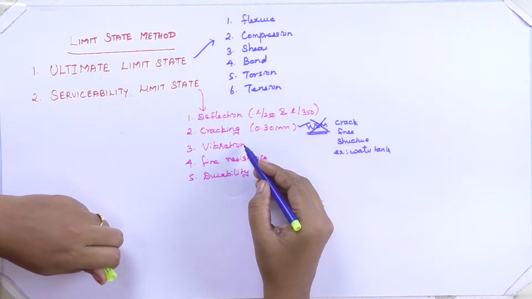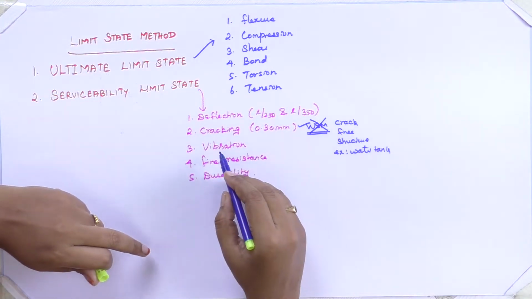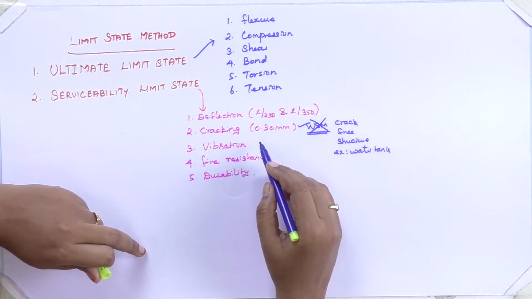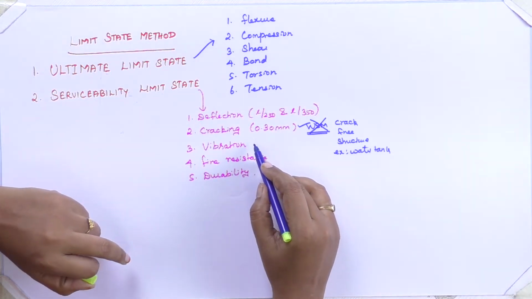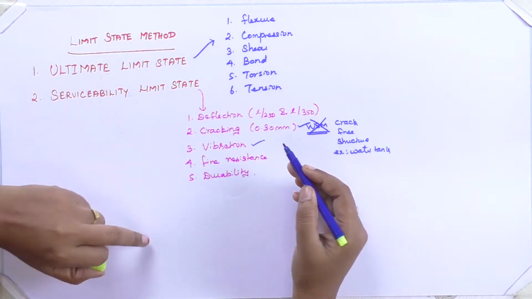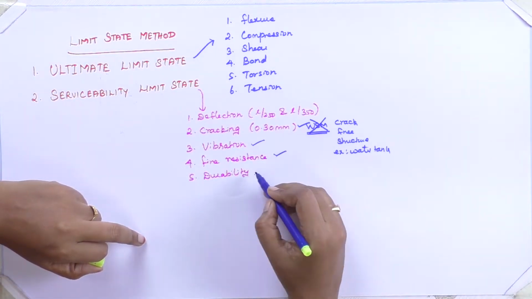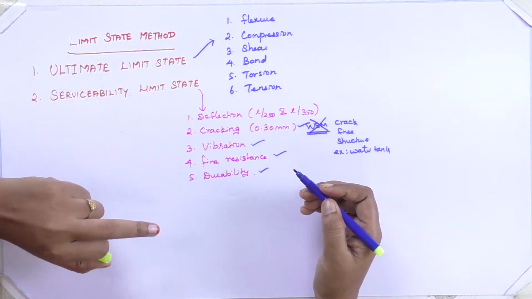Then the third one, vibration. Mostly we have static conditions and dynamic conditions also in our structure, so we check vibration to ensure safety. When a structure is under vibration, we can check for serviceability limit state, then fire resistance and durability. These are the aspects involved in limit state.